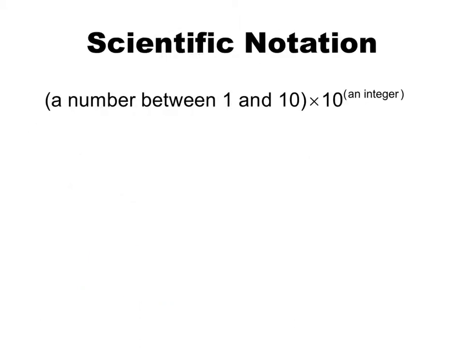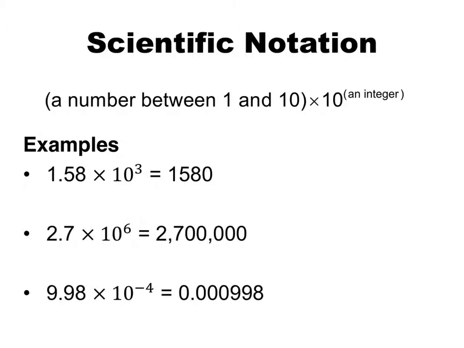Now, scientific notation is a way of writing a really big number or a really small number in terms of powers of 10. A number in scientific notation is a number between 1 and 10 times 10 raised to an integer. Remember, an integer is a whole number, could be positive, could be negative, could even be 0. So it's always a number between 1 and 10 times 10 raised to some whole number. Here's a couple of examples.